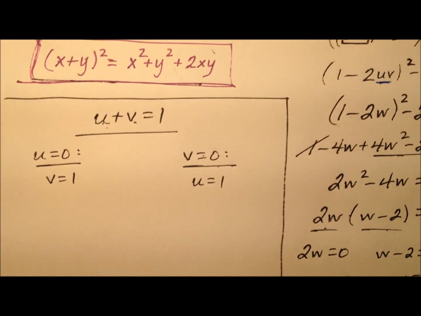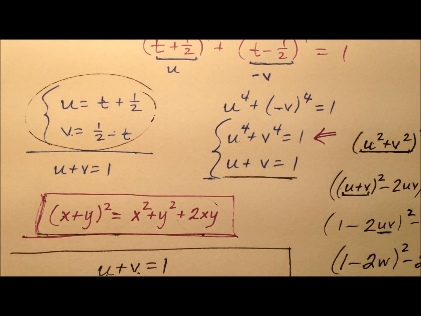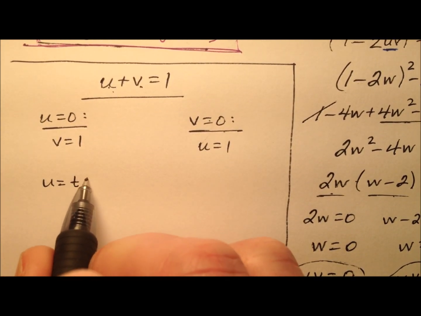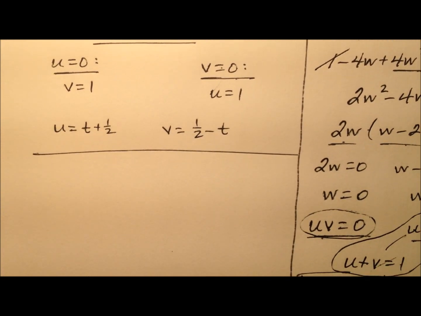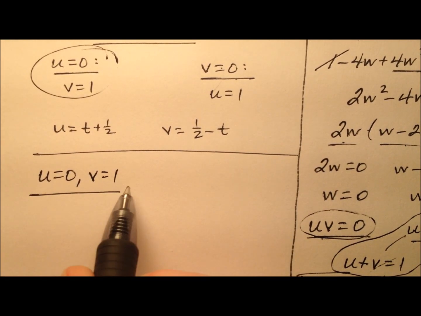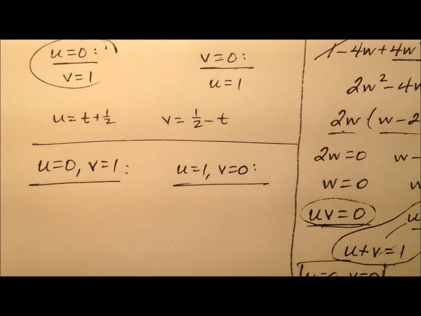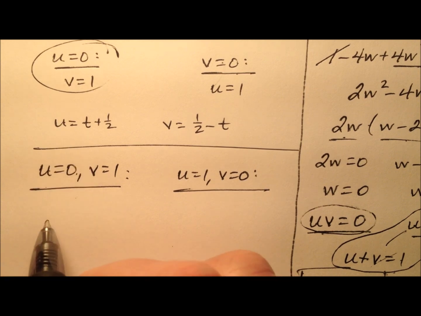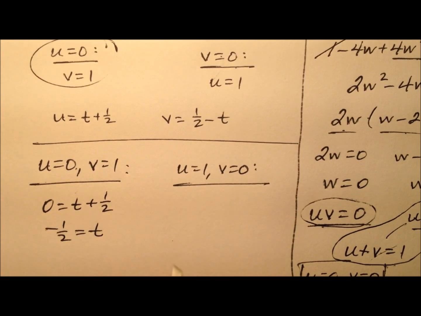Okay, and then let's jump back up here and consider this system that we had. We had values for U and V, little expressions in terms of T. So we had U equals T plus a half and V equals a half minus T. Okay, so in this case, we see that U equals 0 and V equals 1. And in this case, we see that U equals 1 and V equals 0. So once again, let's talk about both of them. So here's the first one. If U is 0, let's plug 0 right here. 0 equals T plus a half. So that means T is negative 1/2.